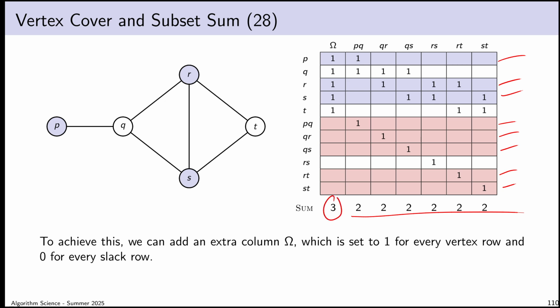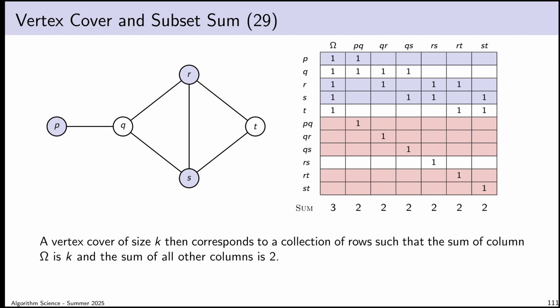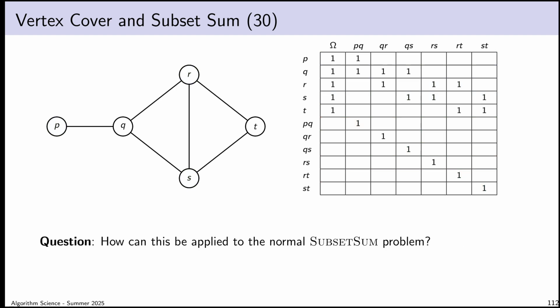But the sum of column omega will just count the number of vertex rows that I chose, because I'm just adding in the ones from every selected vertex row. So what I want now is, to get a vertex cover of size k, I want to choose a collection of rows such that the sum of column omega is equal to the value k, the desired size, and the sum of every other column is equal to 2. Okay, so I've got that.